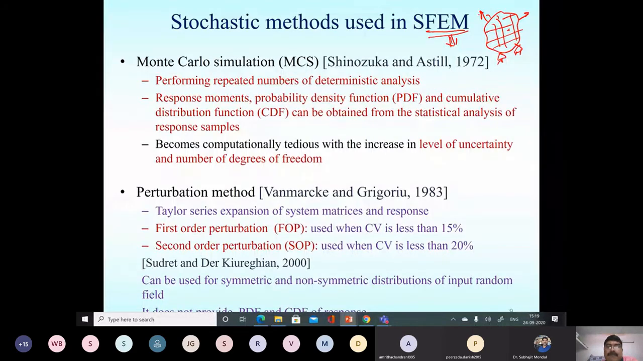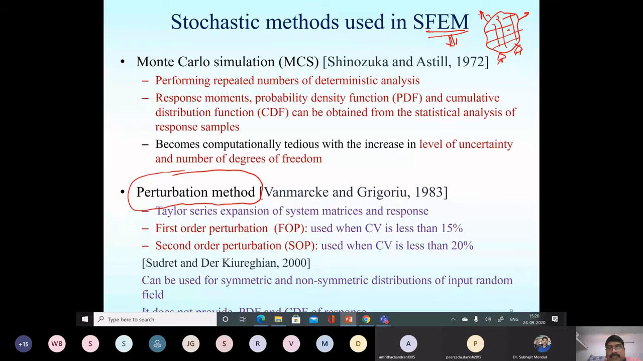That makes people think about the so-called perturbation method. This particular method is one of the most popular methods now, because it is computationally highly efficient when compared to FEM. It makes use of Taylor series expansion. We will have a detailed discussion, and you truncate it with the first order or second order terms, and then you can get the statistics. In this case, you mainly concentrate only on first order or second order statistics, meaning the mean or standard deviation.